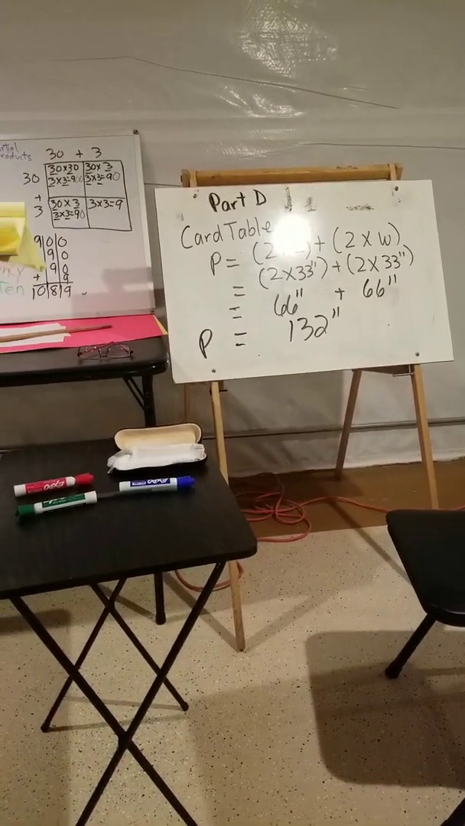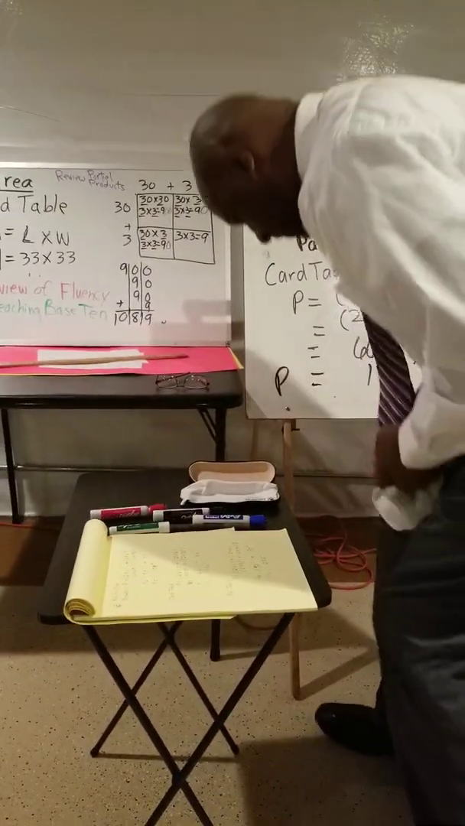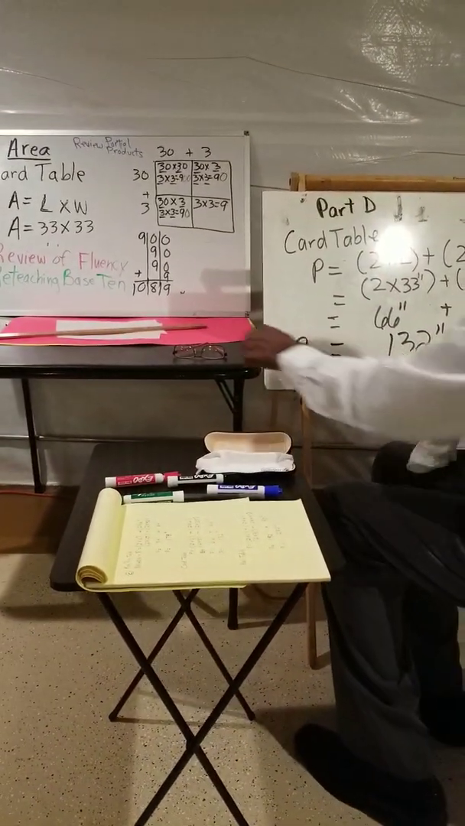And so finally, for part D, we're going to do the perimeter for one of those favorite objects in Miss Stuckey's basement, the pool table.